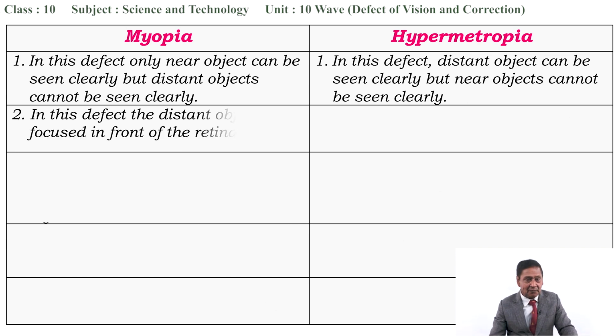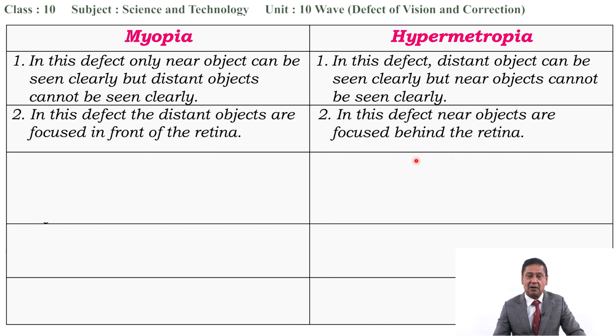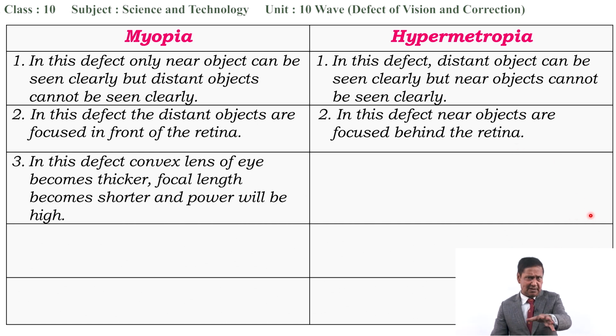Okay, next. In this defect, the distant objects are focused in front of the retina. Yes, but in this defect, near objects are focused behind the retina. And all these are done. I am just comparing. This is the revision.